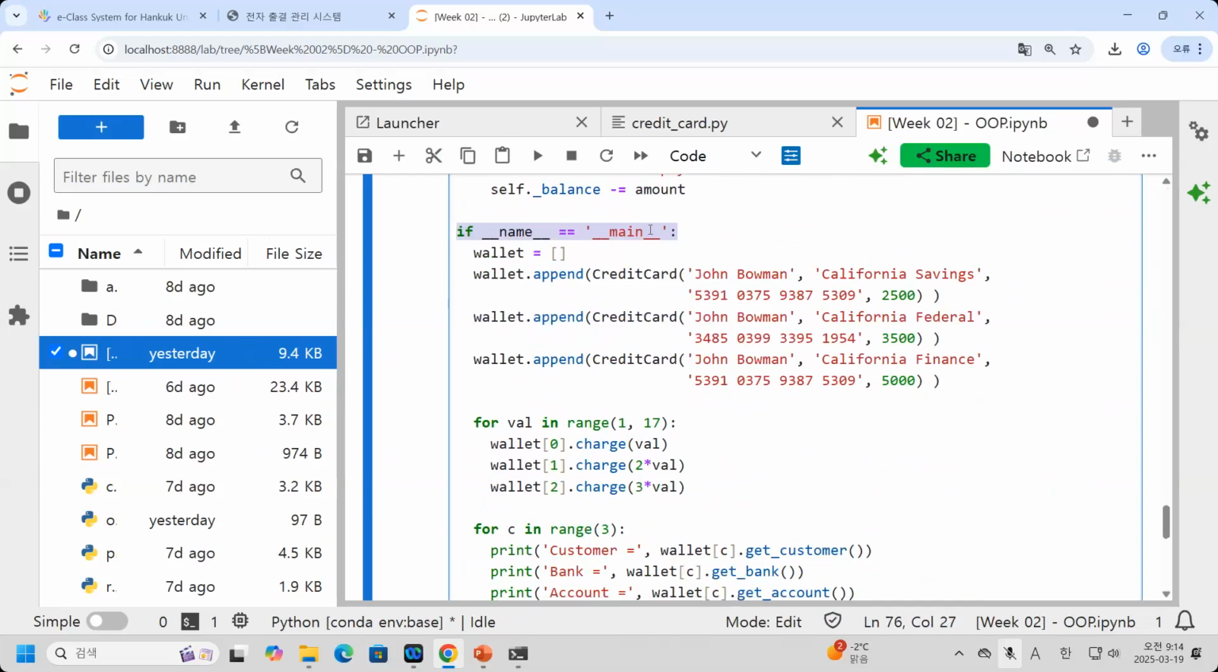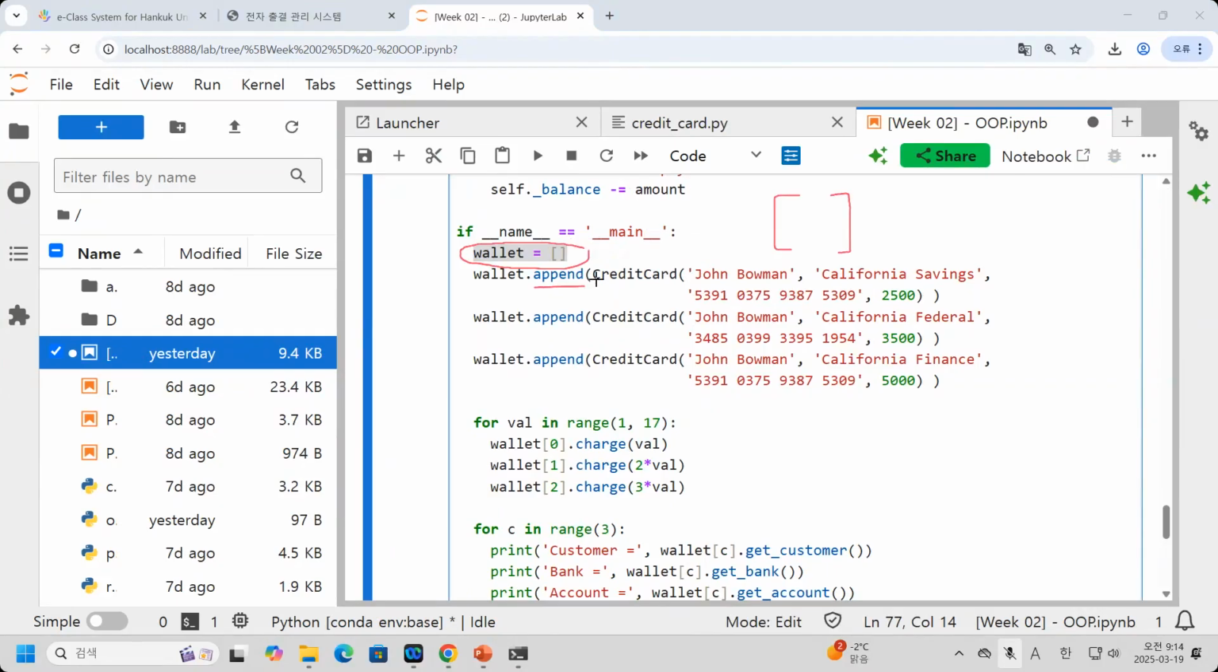So I can just call the credit card .py, but let me just explain with this Jupyter Lab for easy explanation. At first, I would like to make an empty list. This is an empty list. If you already learned Python, this is a list. Okay. And then I would like to append. Append means I want to add a new data.